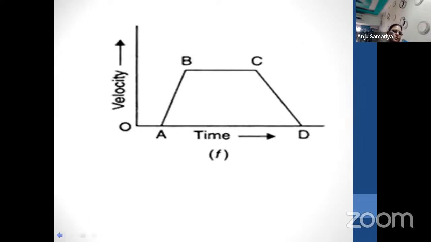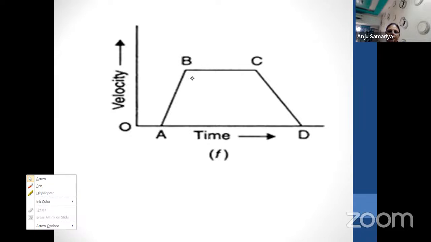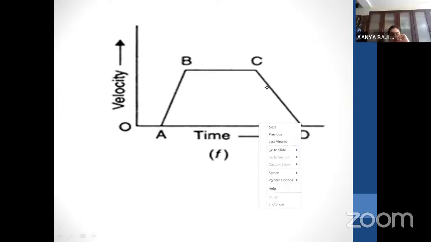The body was at rest from A to O. It started moving, with velocity increasing constantly. Then from B to C, it was moving with a uniform velocity. And from C to D, it is retardation. A to B, acceleration. B to C, zero acceleration. C to D, retardation. Clear? Yes.